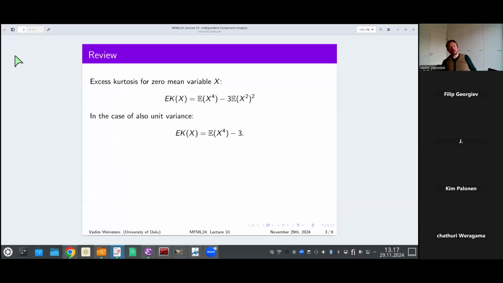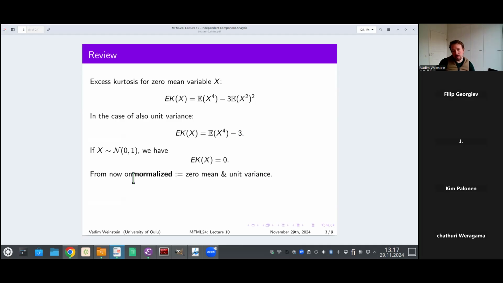Okay, so in this lecture, we will go a little bit into more details, and we will basically show all the details of how it works in the two-dimensional case. So first, a little bit of a reminder. So this is the excess kurtosis. In case of unit variance, it collapses to this. If it's Gaussian, then this is going to be 0.